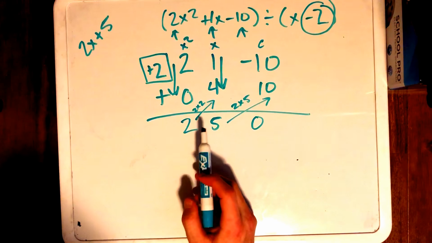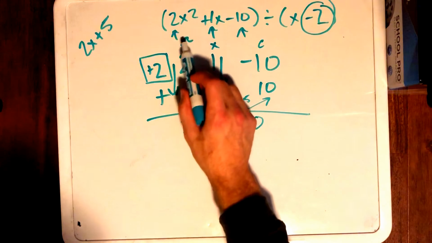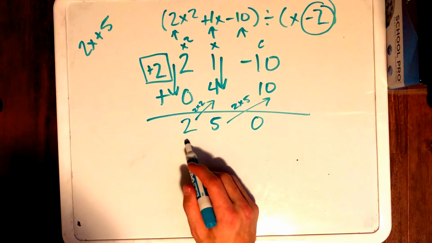The one tricky thing about this is that when we add in our columns for our variables, this is x squared, but this is not going to be x squared.